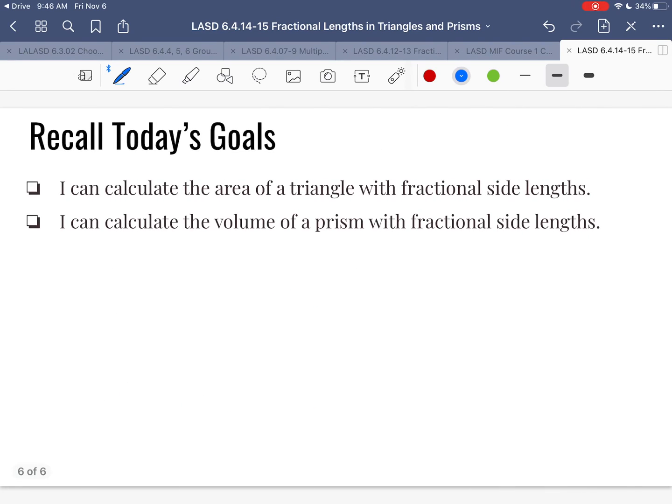So today's goals, you can calculate the area of a triangle and you can calculate the volume of a prism, both with fractional side lengths. And that's the end of today's lesson.